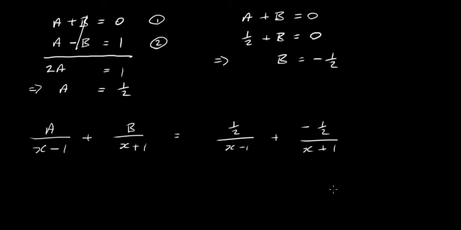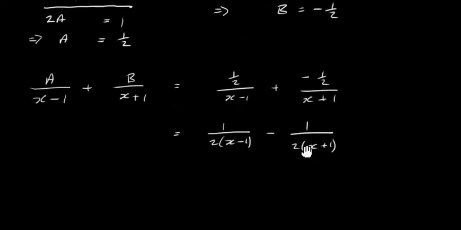Okay, so let's tidy this up a little bit. This will give me 1 over 2 times x minus 1 plus, no, it's not plus, it's actually minus here. This minus and this plus will give me minus 1 over 2 times x plus 1. Okay, so this is our answer really.